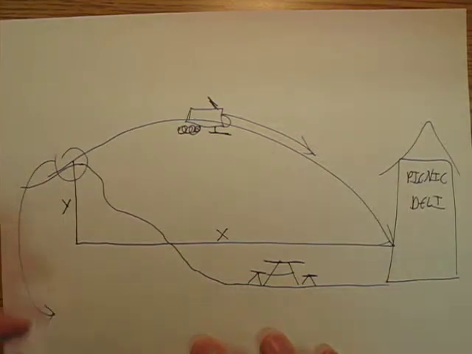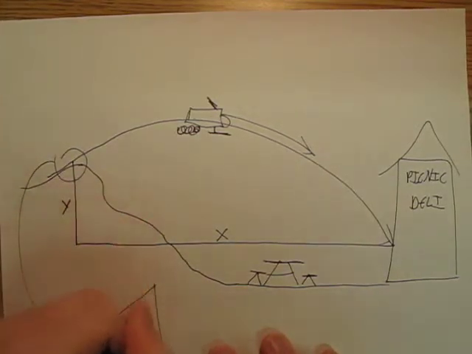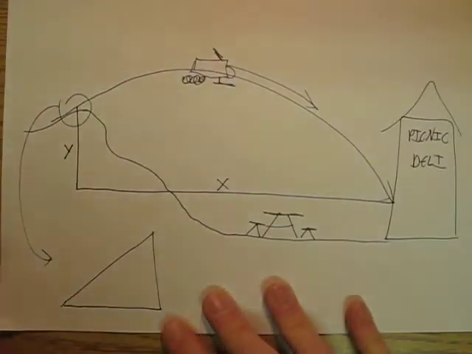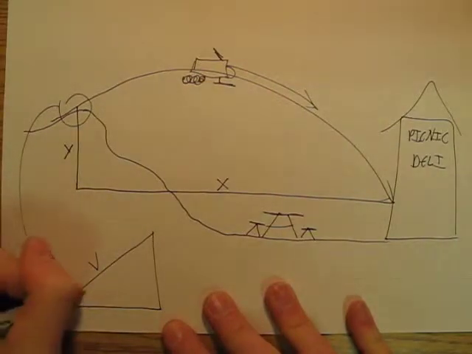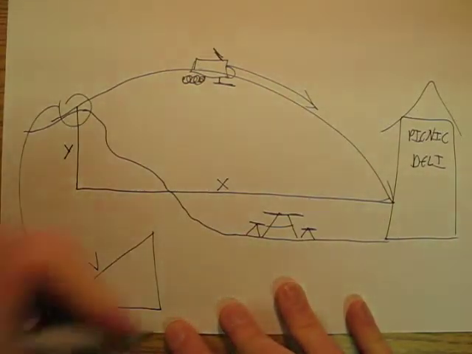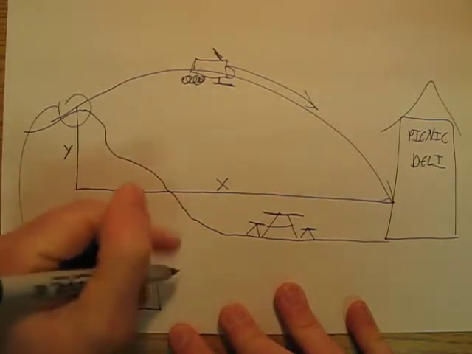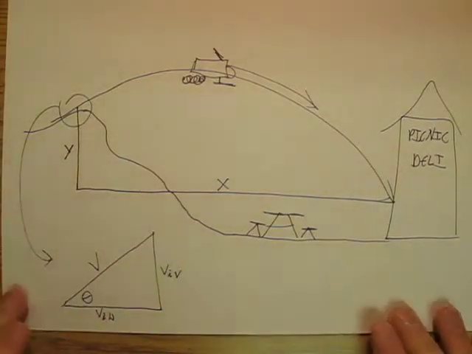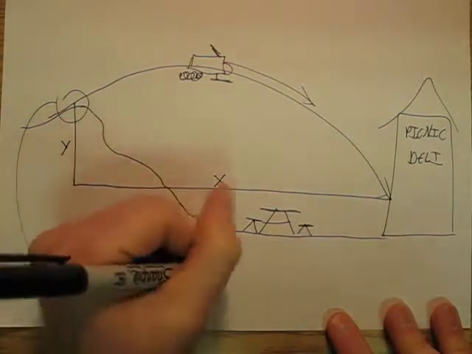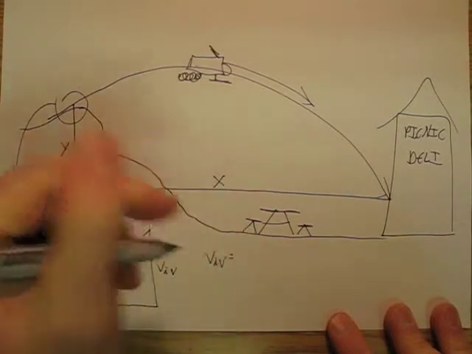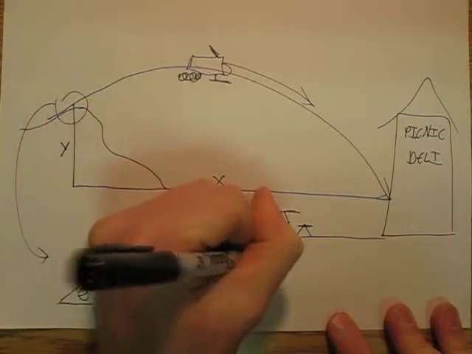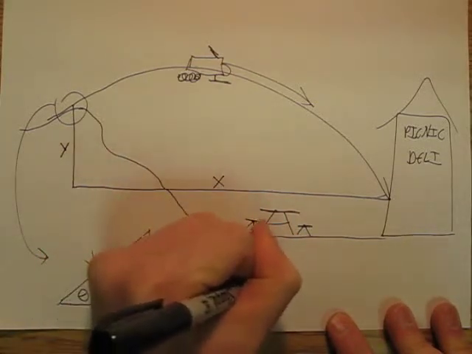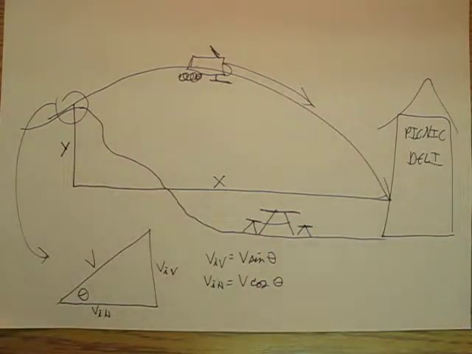And now we also want to look at its velocity. So this is going to be its velocity v. This is going to be its takeoff angle theta. So this is going to be vi vertical, vi horizontal. And this is going to give us two equations. Vi vertical is equal to v sine theta, and vi horizontal is equal to v cosine theta. Okay, so hustling right along.